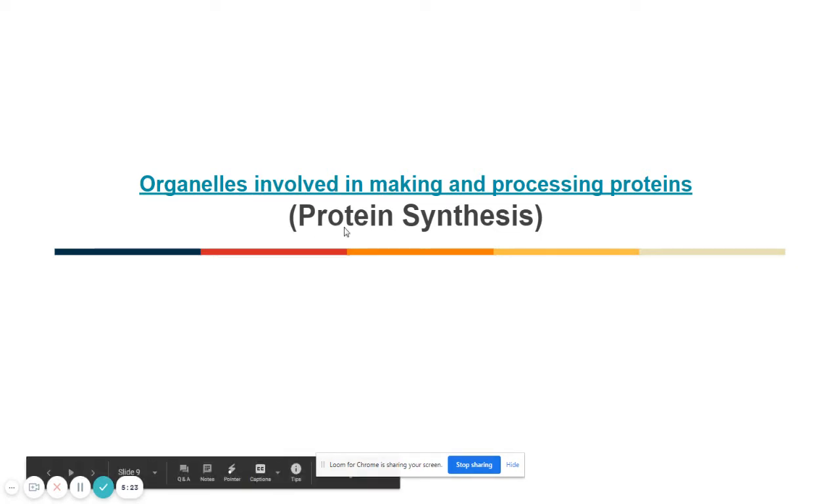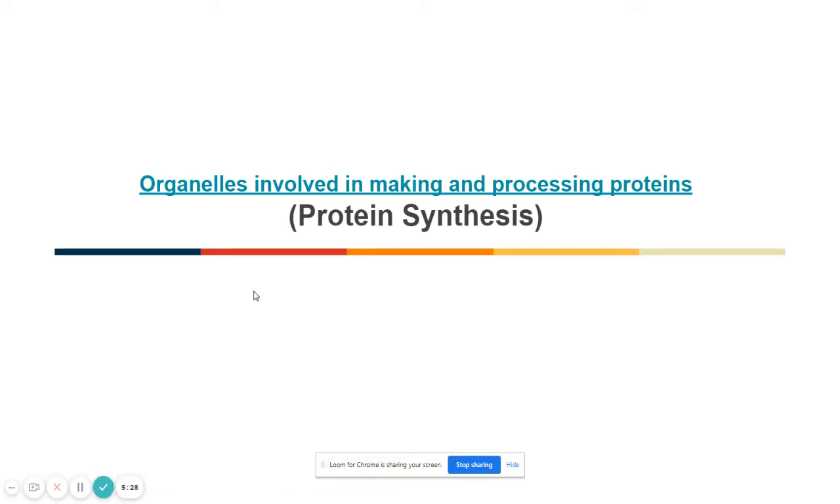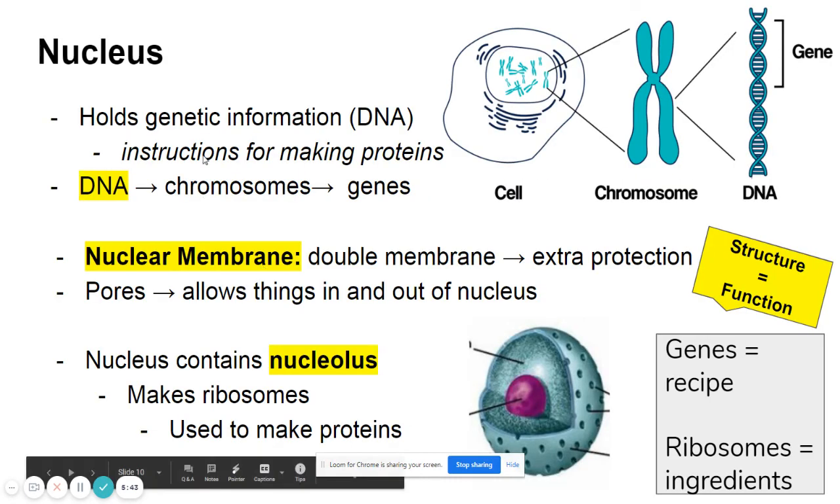And that's why it's so important for our cells to produce and to make proteins so that they can be used as enzymes, they can be used for building muscles, hair, skin. They can be used for the immune system, for immunity. So many different roles that they play in the body and in living organisms. The first organelle involved in the process of protein synthesis is the nucleus.